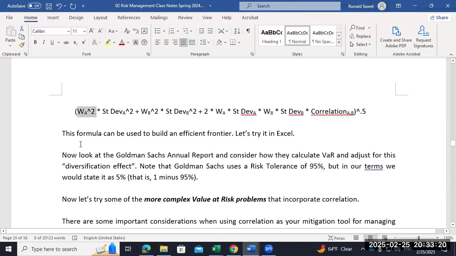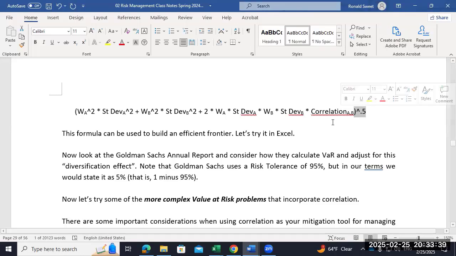What is this? Weight of A squared, standard deviation of A squared, weight of B squared, standard deviation of B squared, 2 times weight A, standard deviation of A, weight B, standard deviation B, correlation AB. Take the square root. Y'all remember that formula? It's been a while.